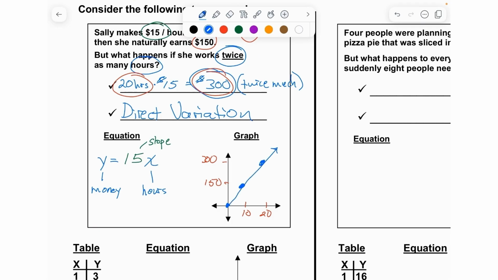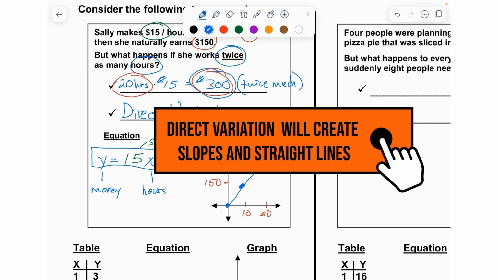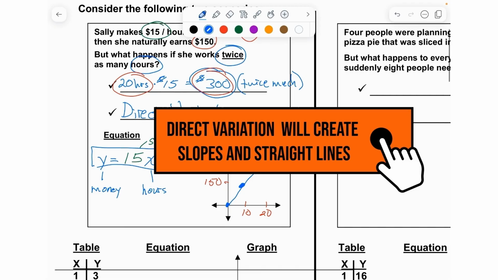Yeah, it's a linear graph. It's a straight line. And if you think back to Algebra 1, that's the kind of graph that you always get when you have a slope. Okay, so what's the point here? Well, the point is that when numbers have a direct relationship with each other, they appear to have a slope. They appear to end up being a straight line.